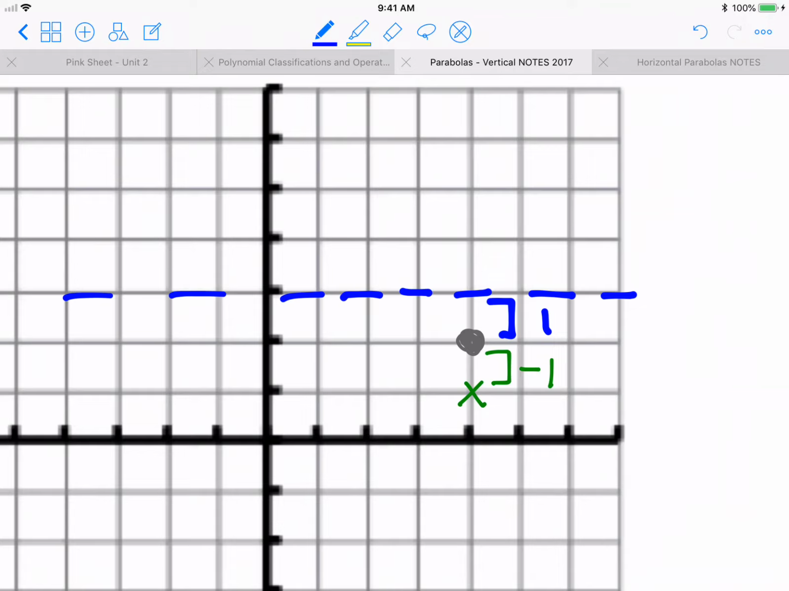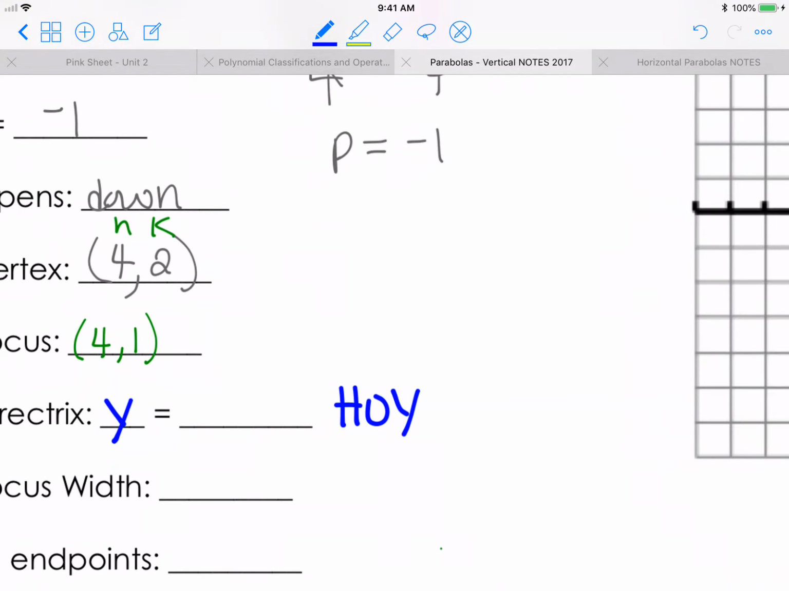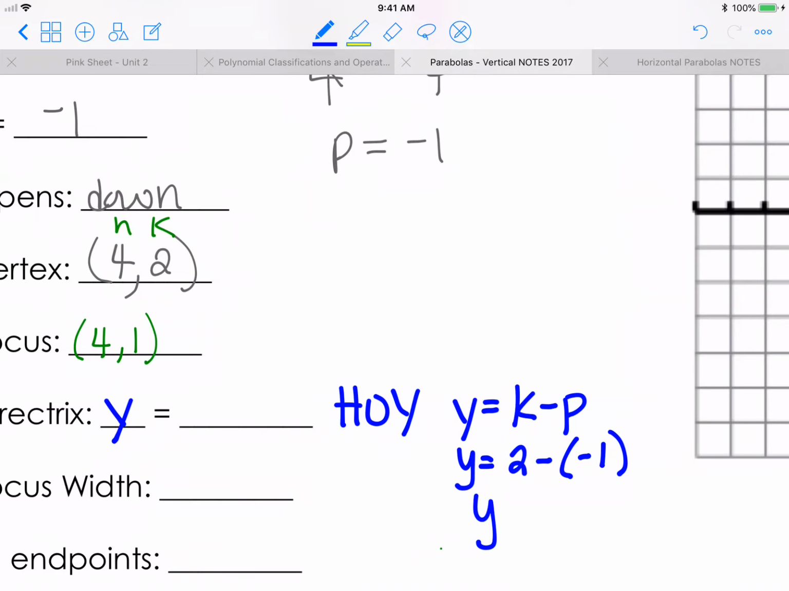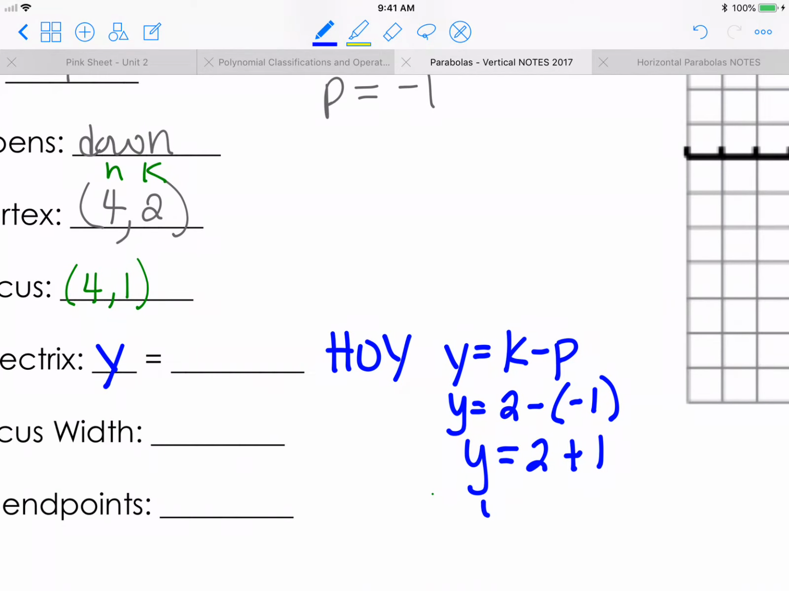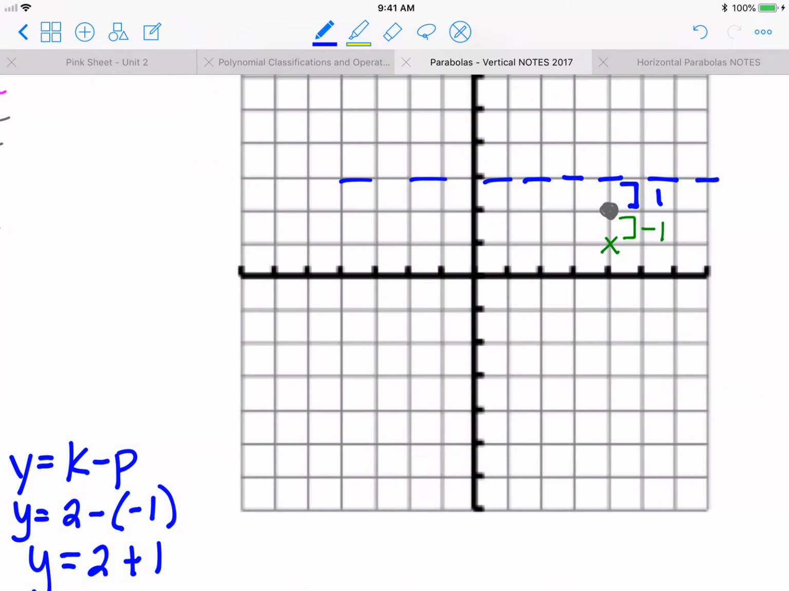So if that's kind of confusing and you want to go back to the chart, it says that you get y equals k minus p. And so y equals k was 2 minus a -1 for your p. So y equals 2 plus 1, so y equals 3. Actually the directrix is y equals -3 as graphed; that's exactly what we've graphed here, y equals -3.